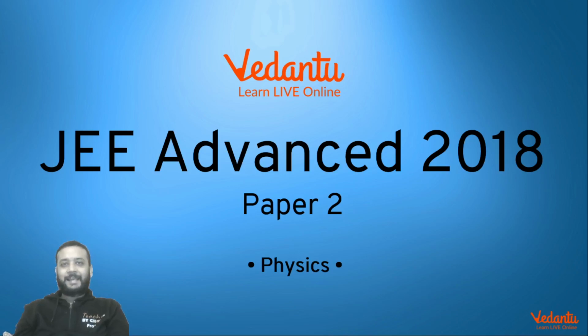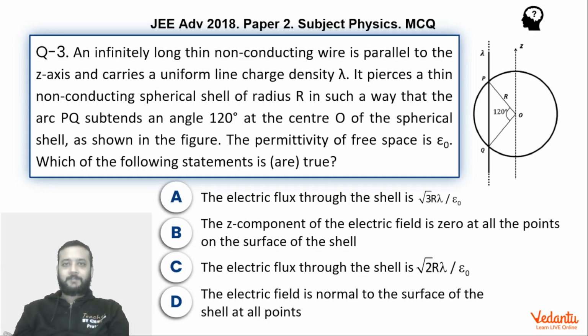Hi dear students, let's see this question that came in JEE Advanced Paper 2 Physics in the year 2018. The question is fairly simple from the topic of Gauss law. So in this case, there is a non-conducting wire which is infinitely long, and the charge density on the wire is lambda. It's a linear charge density.